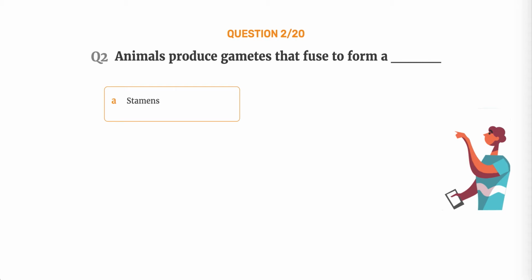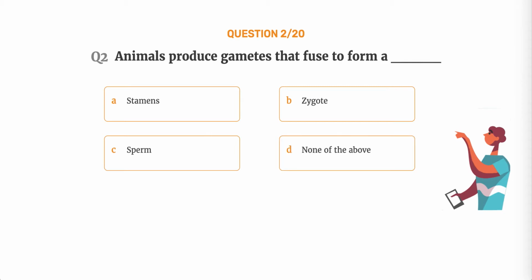Question number 2. Animals produce gametes that fuse to form a underscore. Option A. Stamens. Option B. Zygote. Option C. Sperm. Option D. None of the above.